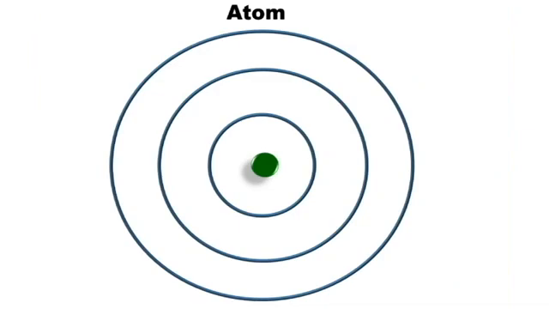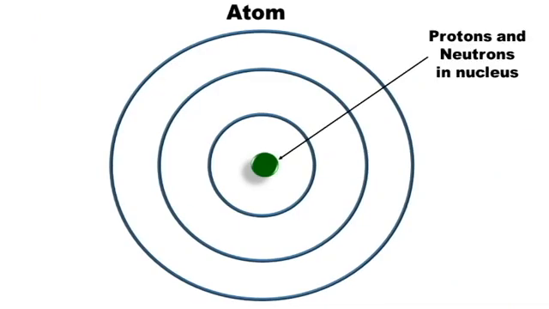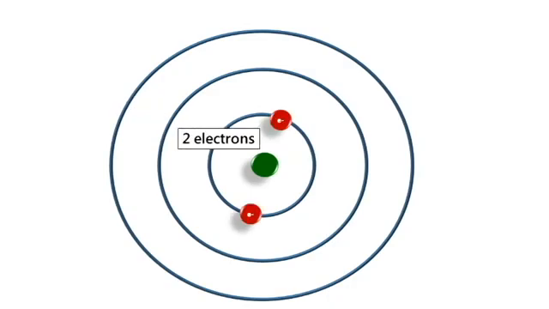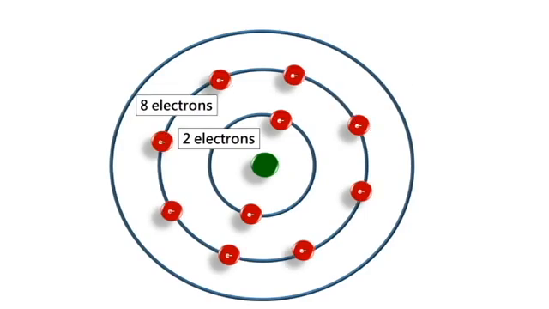So let's look at a model of an atom. We know that an atom has a nucleus, where the protons and neutrons are located. Around the nucleus, we know that there are electron shells where all the electrons are located. The first electron shell in an atom can hold 2 electrons maximum. The electrons in the outermost shell are called valence electrons, which determine the properties of the atom. The second electron shell can hold a maximum of 8 electrons.